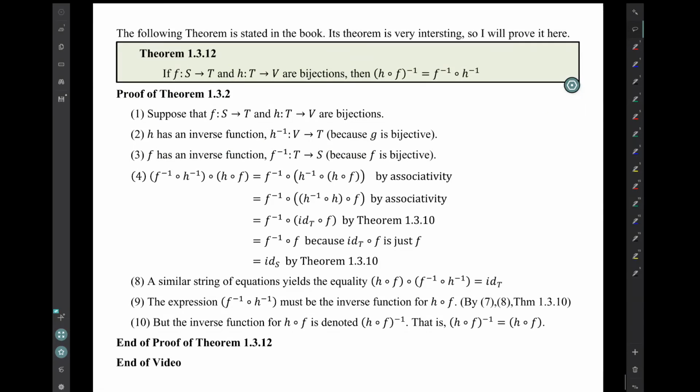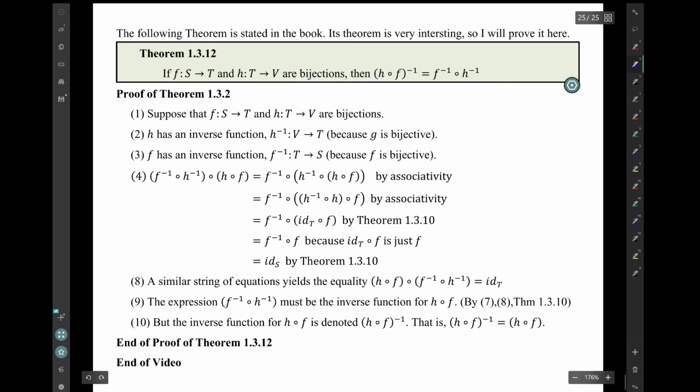Now, this theorem is stated in the book. It's not proven there, I don't think, but it's interesting, so I'll prove it here. If f and h are bijections, f is a function with s as its domain and t as its range, and h is a function with t as its domain and some set v as its range. If they're bijections, then the inverse of that composition is equal to this.